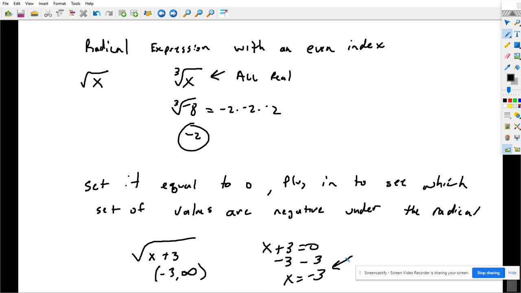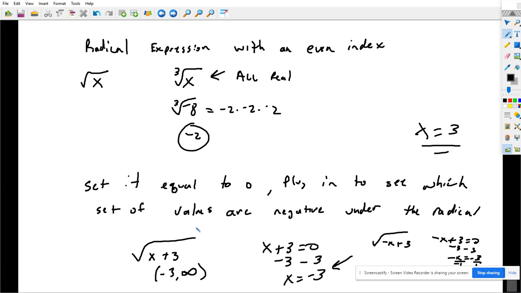Okay. So again, if I had a problem that looked like this, negative x plus 3, we would set negative x plus 3 equal to 0, subtract 3, negative x equals negative 3, divide by negative 1, and you would get x is equal to positive 3.